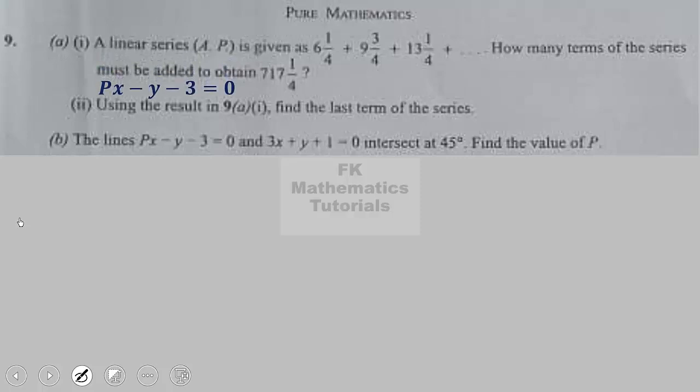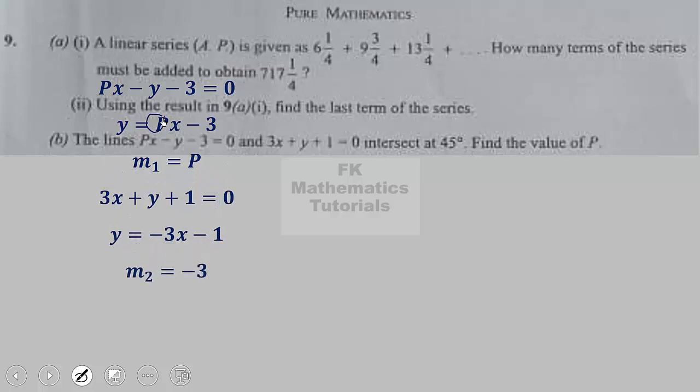So the first line is px minus y minus 3 equals 0. So we can rewrite this in the slope intercept form. So the slope is p. That means our first gradient is p. Our first slope is p. Similarly, our second slope will be negative 3.